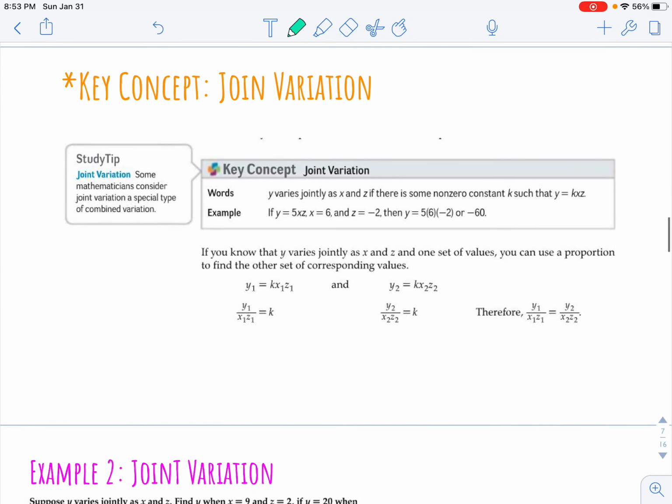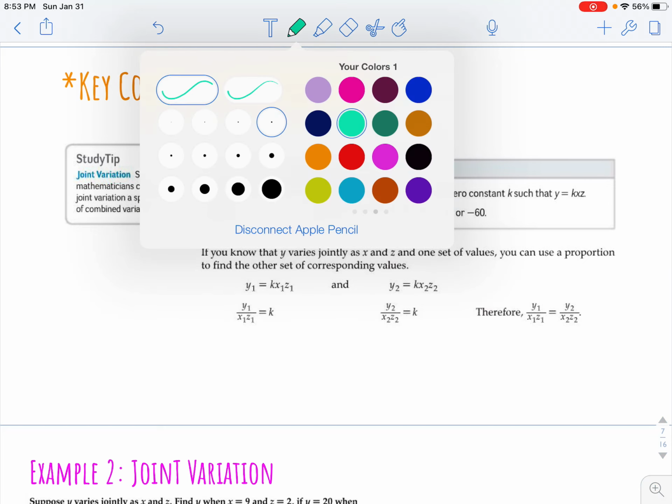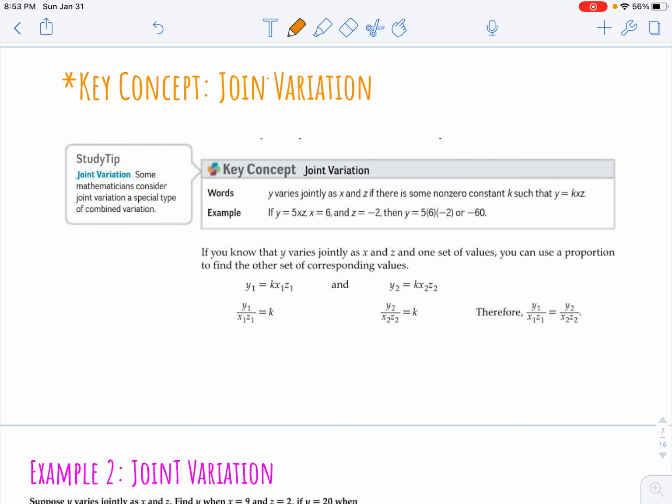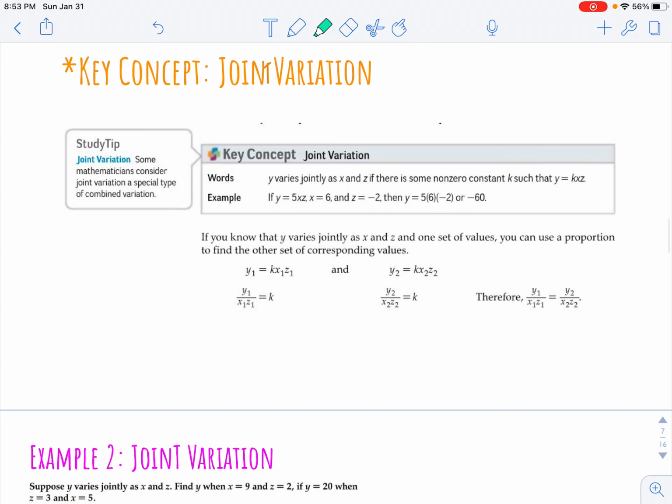Our next key concept is joint variation. Excuse the misspelling. For this, it tells you y varies jointly as x and z if there is some non-zero constant k such that y equals kxz. So if y equals 5xz, x equals 6, and z equals -2, then you would substitute those values in and get -60.